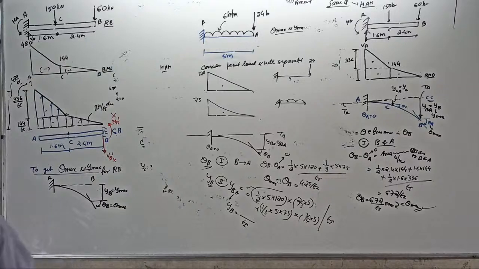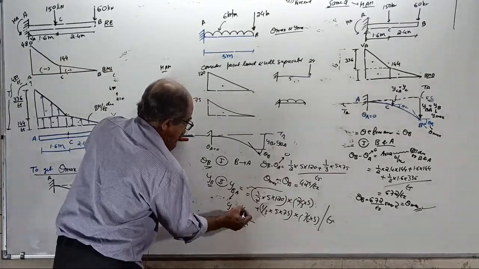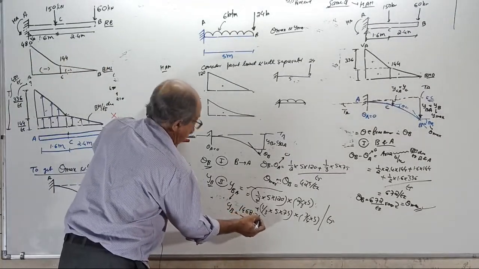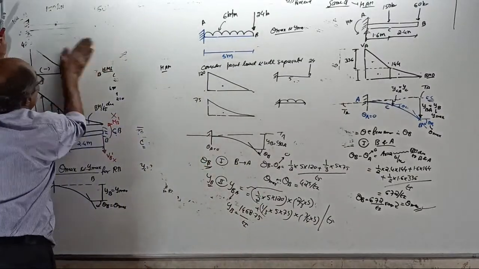I'll finish fast now. Time is still there. I did it fast because first of all, I need not solve it by the moment area method. Quickly, the answer: deflection will be 1468.75 by EI. Okay, now come to the conjugate beam method.